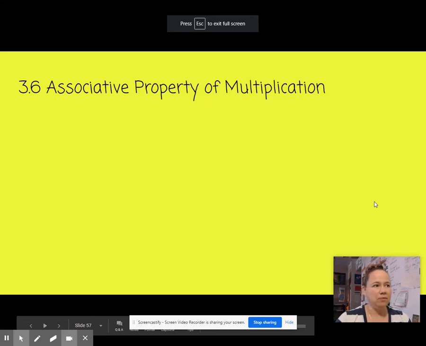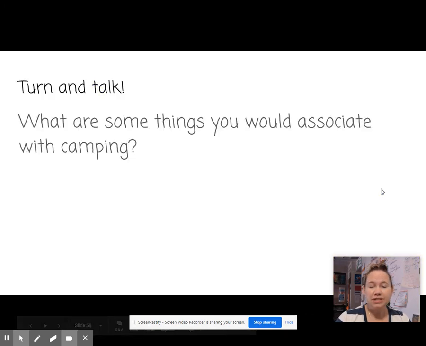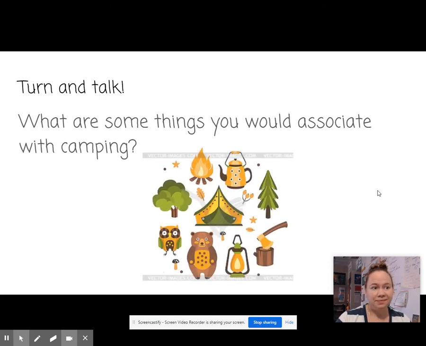Hey there, it's time for lesson 3.6, associative property of multiplication. So what are some things you would associate with camping? When you think of camping, what are some things you think of? Did any of these things come to mind?